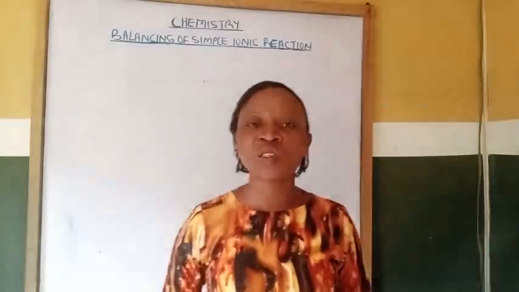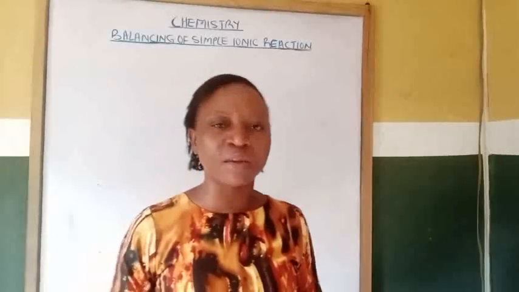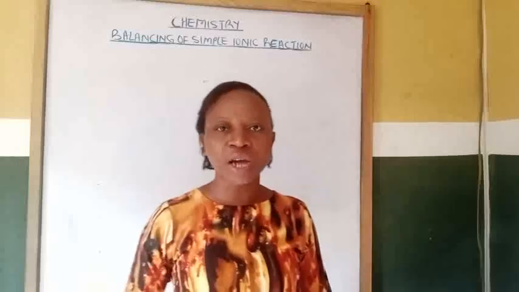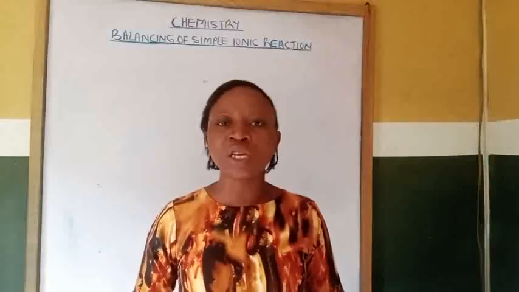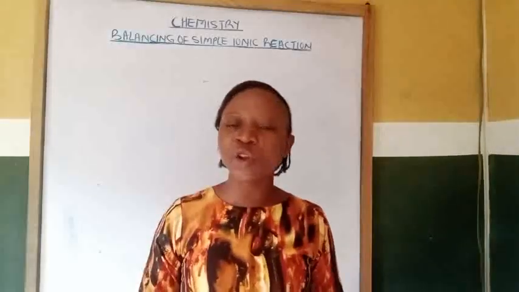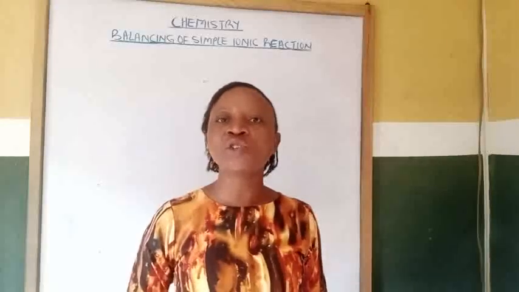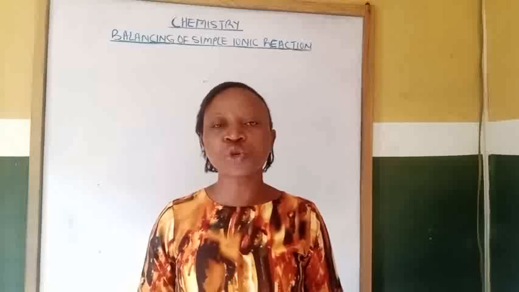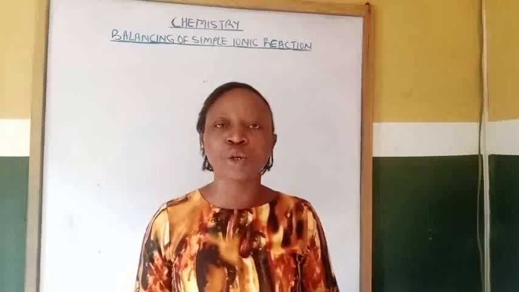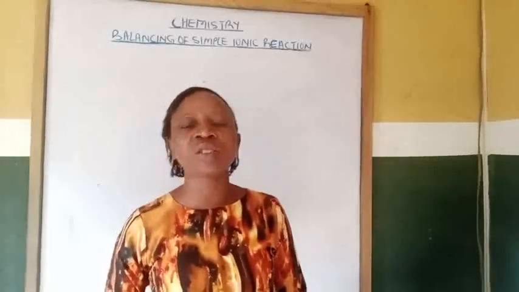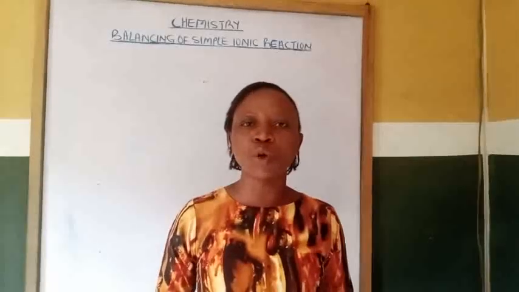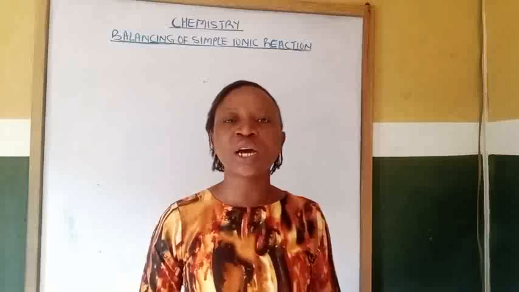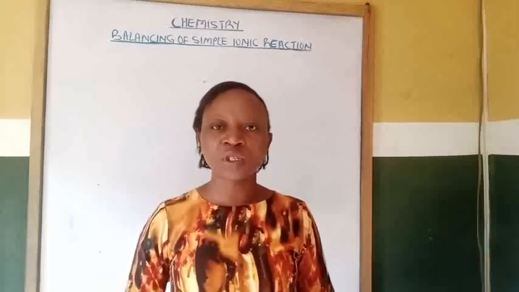Today we are going to discuss another interesting topic in chemistry called balancing of ionic reactions. What is an ionic reaction? Ionic reaction is also known as redox reaction. A redox reaction is a chemical reaction whereby oxidation and reduction occur simultaneously.